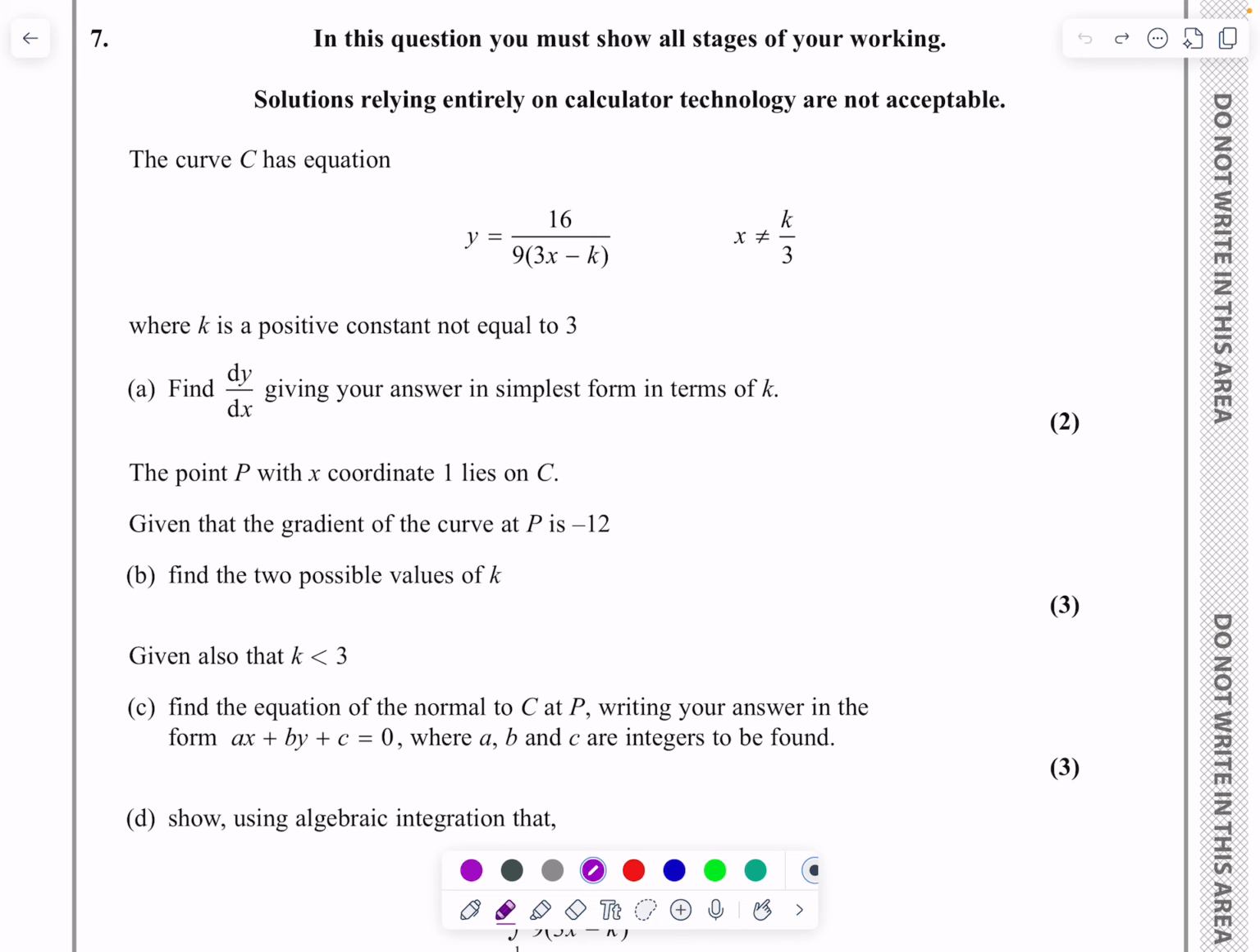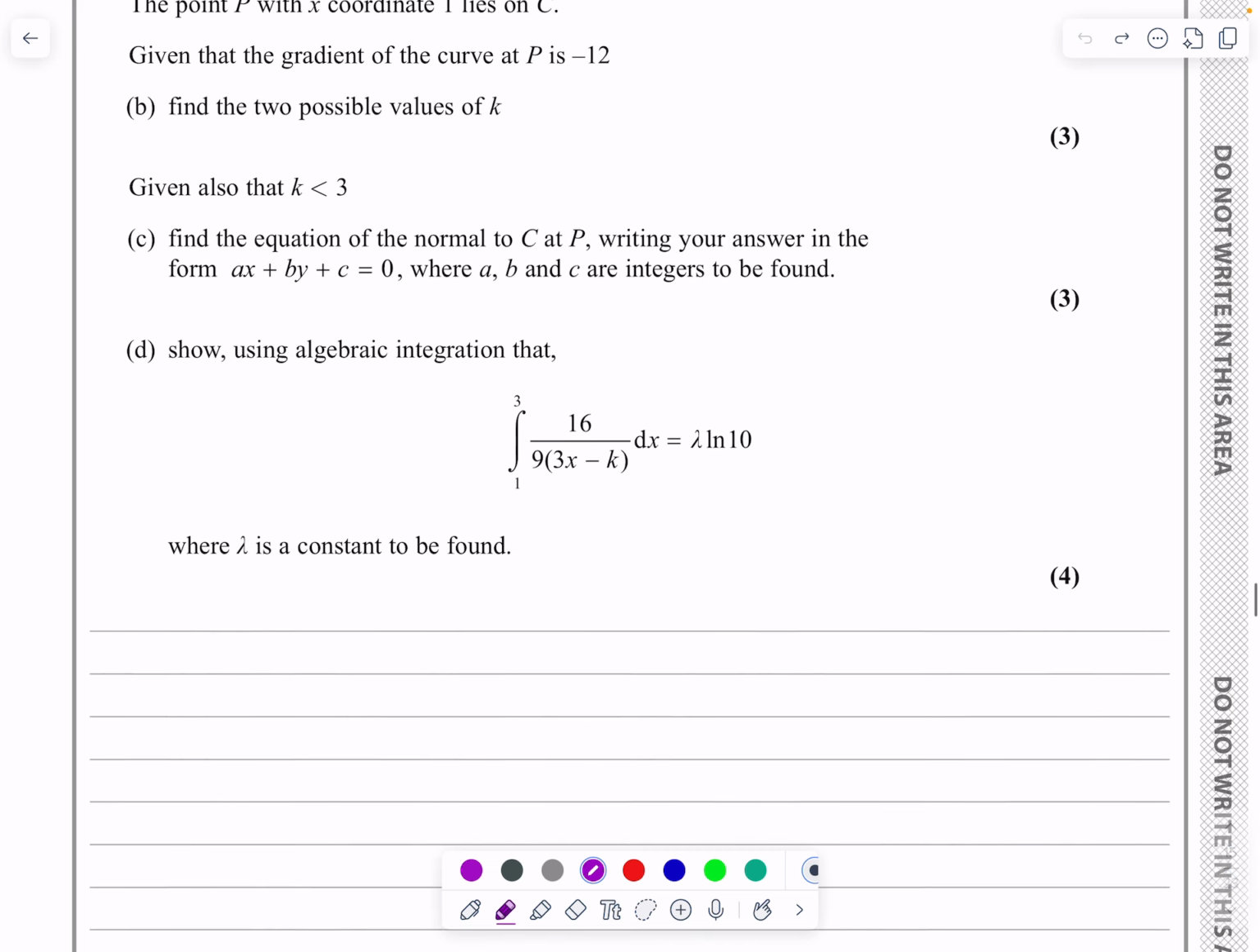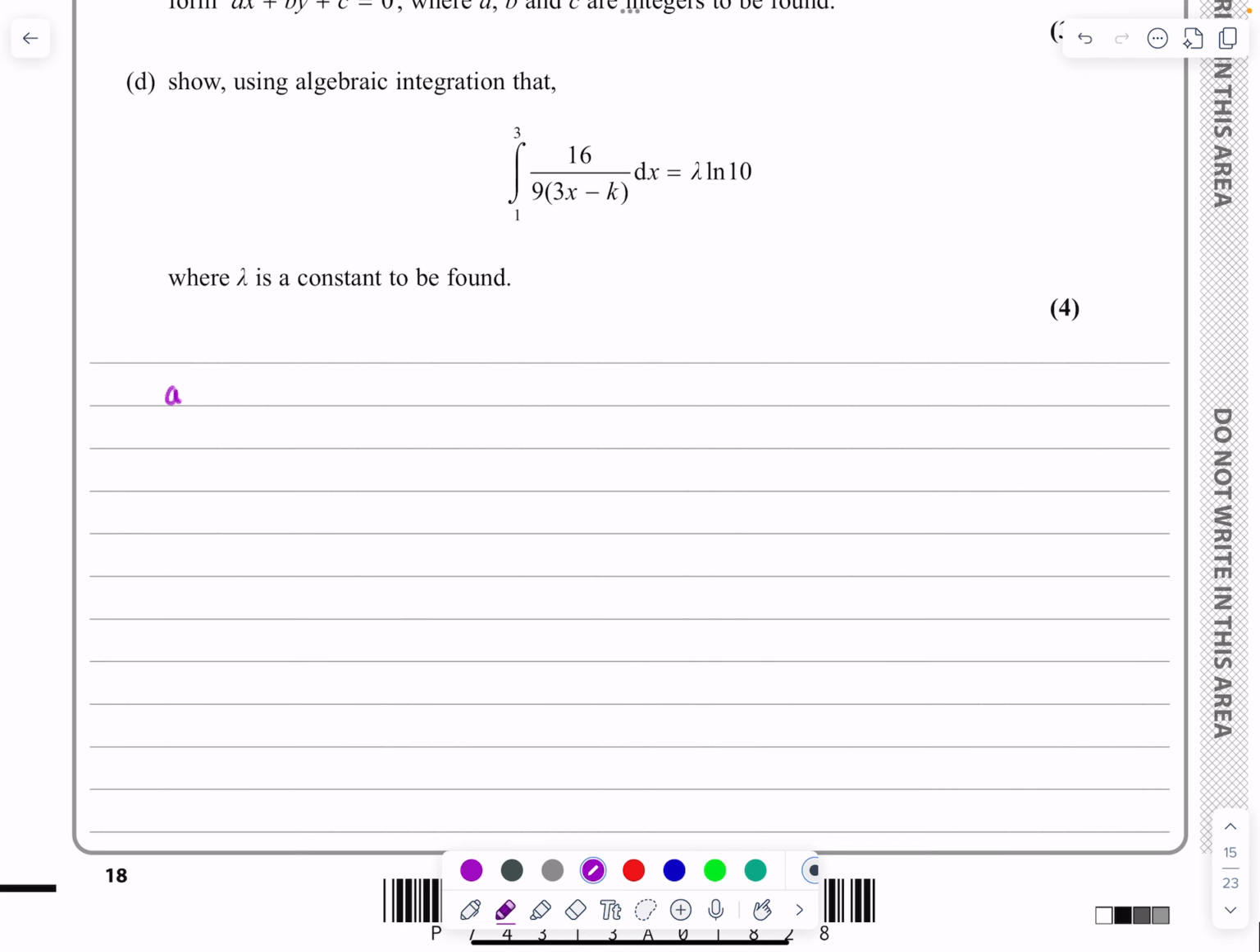They're telling us we've got this curve given by this equation here, and it says, can we find dy by dx in its simplest form in terms of k? So yeah, we can jump in and do that straight away, then we'll read the rest of the question. So part A says we've got y equals 16 over 9 times 3x minus k. So I'm just going to rewrite that before I try and differentiate it.